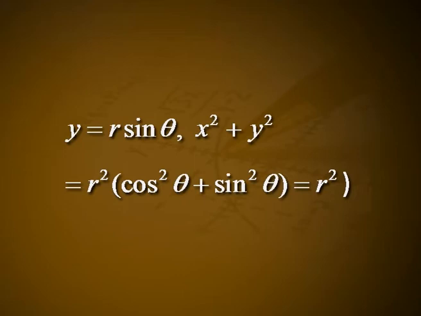The z limits of integration. A line M through a typical point (r, theta) in R parallel to the z axis enters D at z is equal to 0 and leaves at z is equal to r squared. Here we have used the fact that with x is equal to r cos theta and y is equal to r sin theta, x squared plus y squared is equal to r squared times (cos squared theta plus sin squared theta), which is equal to r squared.